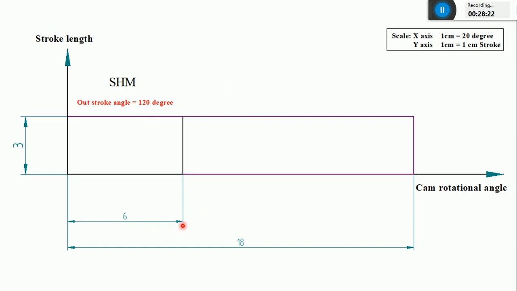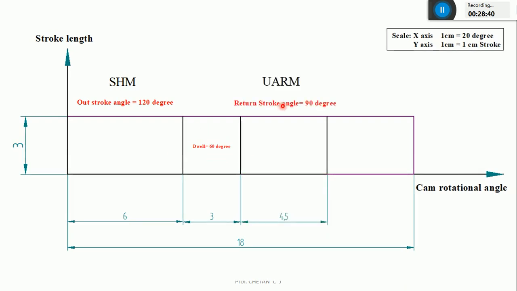What is the next, the first dwell angle? 60 degree. 60 divided by 20 becomes 3 centimeter, so for the next 3 centimeter I'll indicate the first dwell angle. After that, the next angle is the return stroke angle, 90 degree. 90 by 20 becomes 4.5 centimeter. Just write that this return stroke is with uniform acceleration and retardation motion.